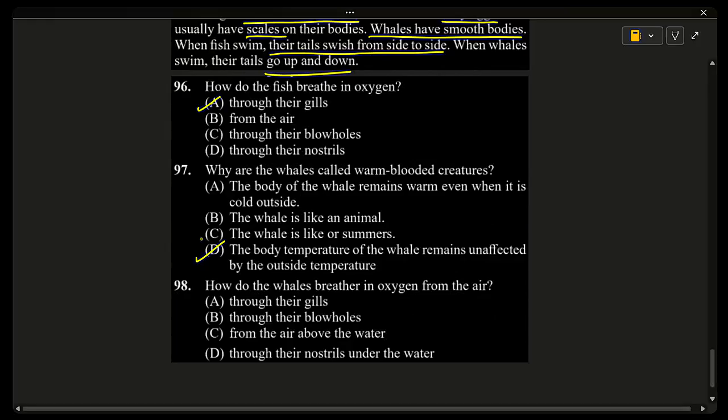Option D. And 98. How do the whales breathe in oxygen from the air? Through their gills? No. Through their blowholes? From the air above the water? Through their nostrils under the water? They mentioned from the air. That means from the air above the water. That is option C. So fish need not come out of the water for continuing breathing. But if whales want to breathe, they must come outside the water and breathe air from above the water. Two more questions are there.